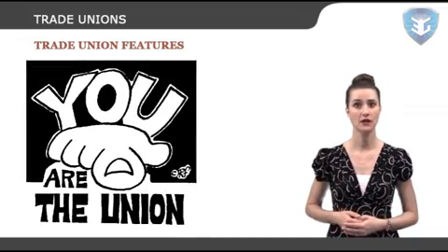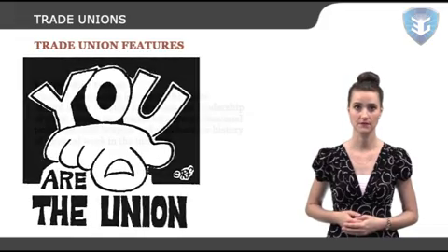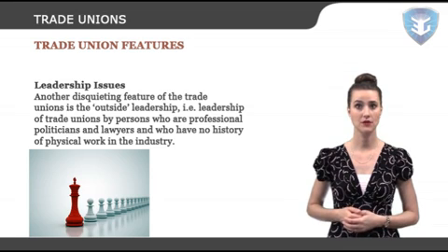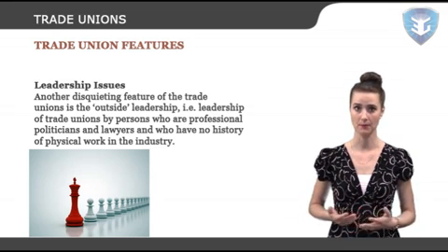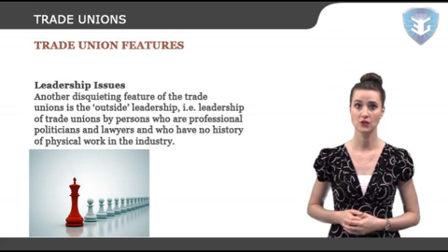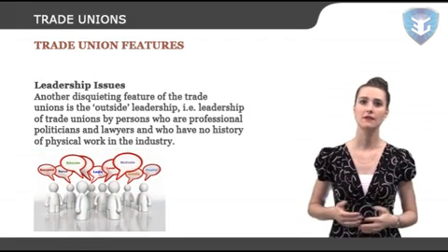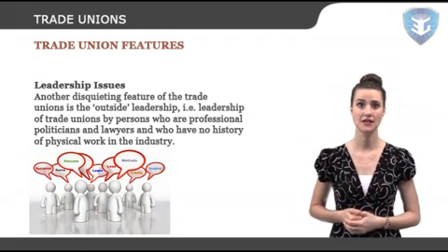Negotiations and collective bargaining are the tools for accomplishing objectives. Leadership issues. Another disquieting feature of the trade unions is the outside leadership, for example, leadership of trade unions by persons who are professional politicians and lawyers, and who have no history of physical work in the industry. There are several reasons for this phenomenon, namely, the rank and file are largely illiterate, as such they cannot effectively communicate with the management.